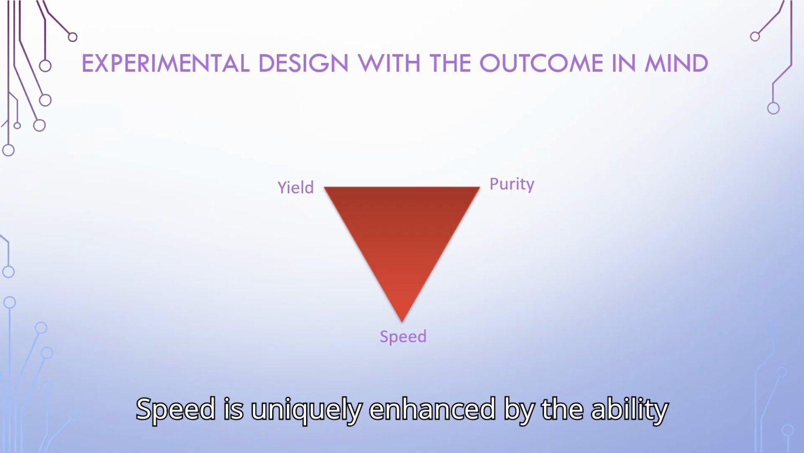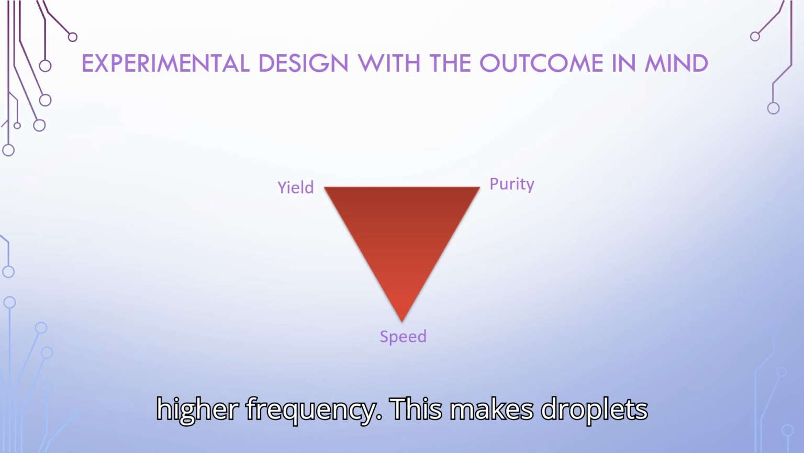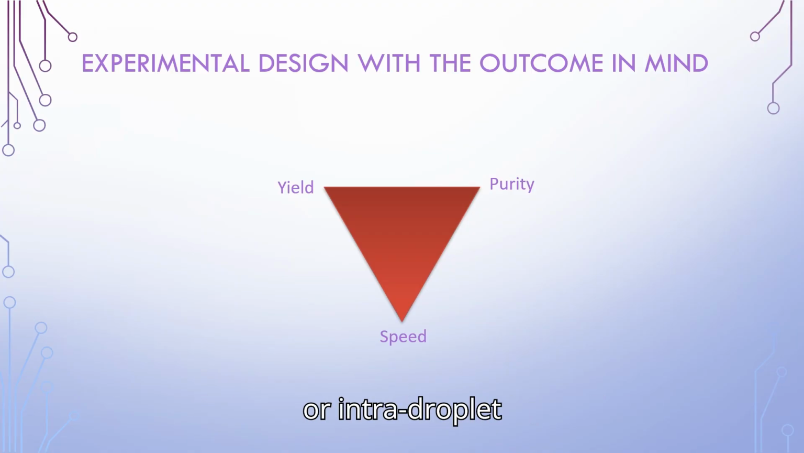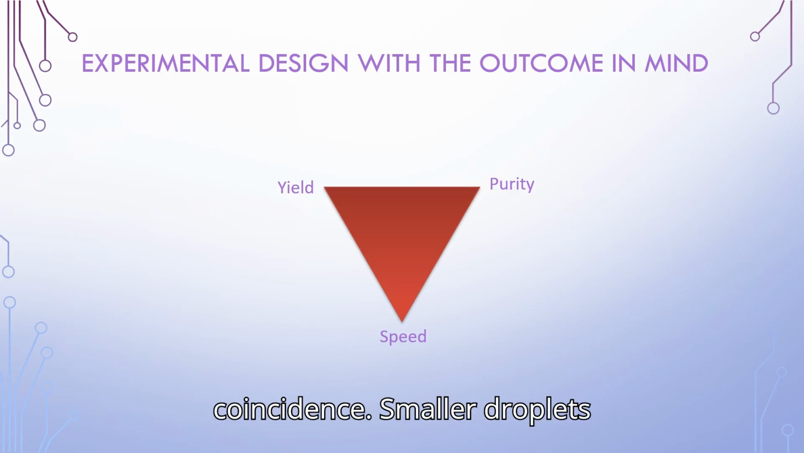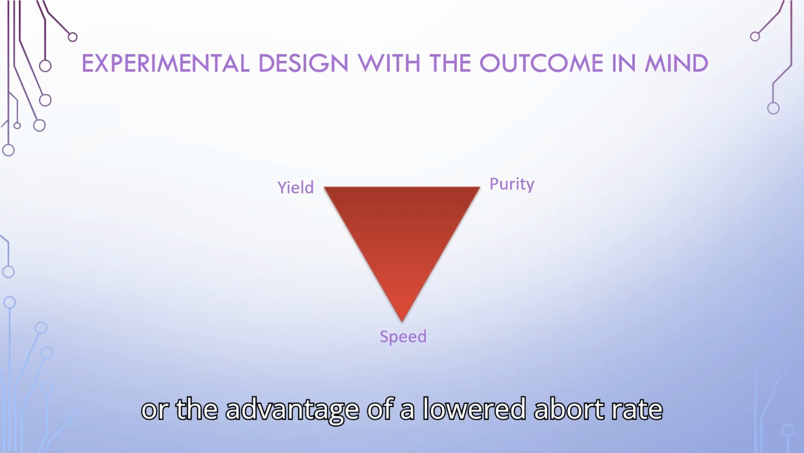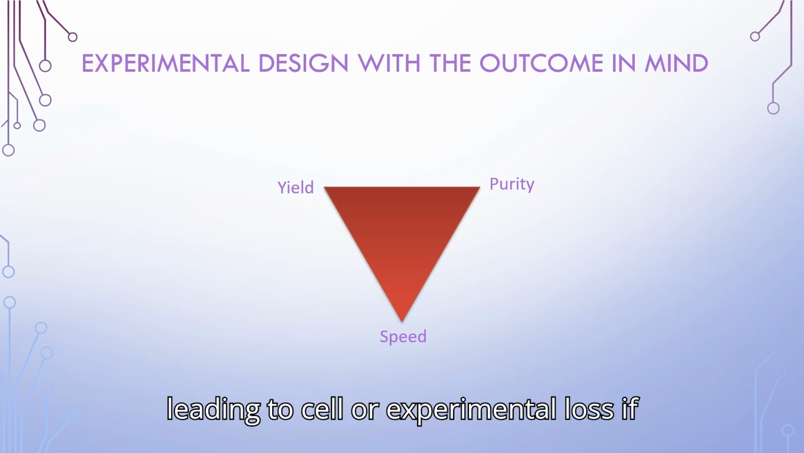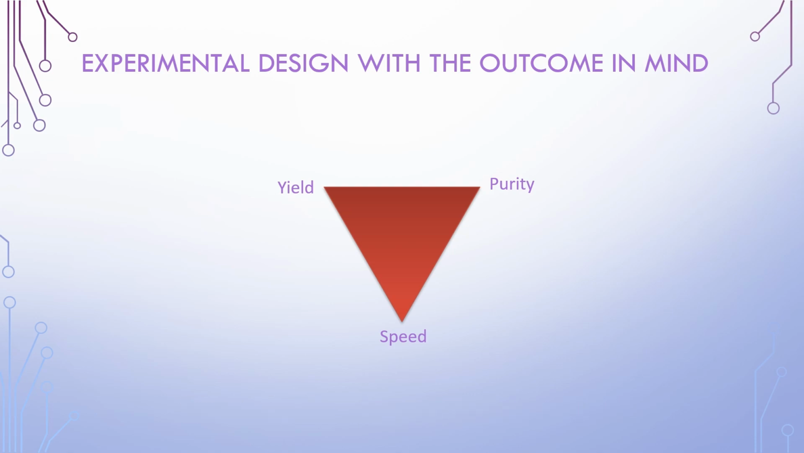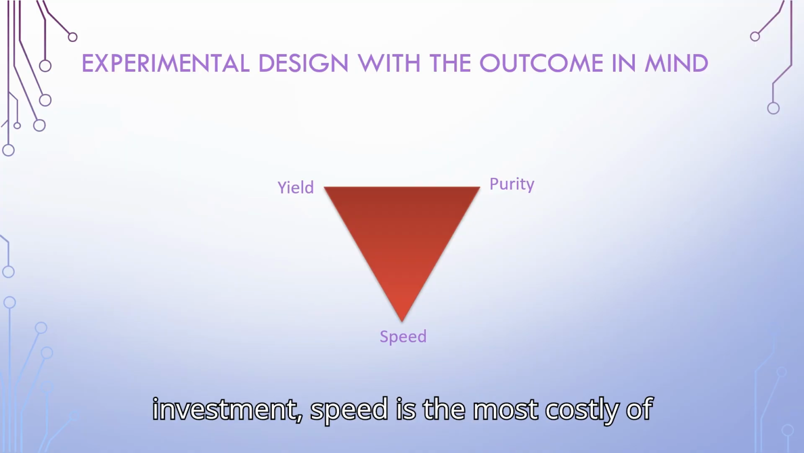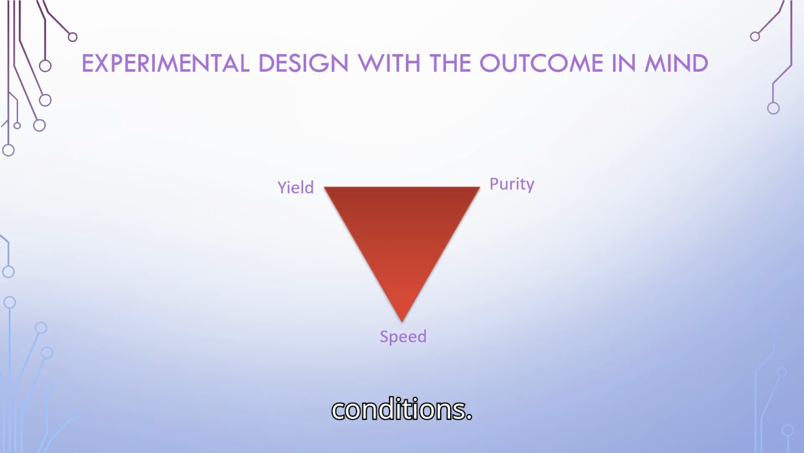Speed is uniquely enhanced by the ability to select a smaller nozzle size appropriate to your sample paired with a higher frequency. This makes droplets smaller and creates less opportunity for software aborts from cell to cell or intra-droplet coincidence. Smaller droplets created with higher frequencies must also be paired to high-speed electronics, or the advantage of a lowered abort rate may be lost. Small nozzles may also increase the potential for clogs, leading to cell or experimental loss if samples are not well managed and filtered prior to sorting. Because it requires capital and accessory investment, speed is the most costly of the three to influence, as it requires an instrument capable of hosting varying nozzle sizes and fluidic pressure conditions.